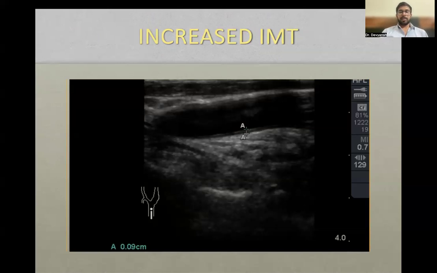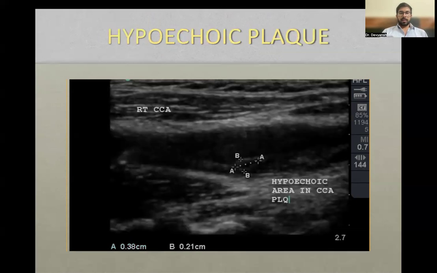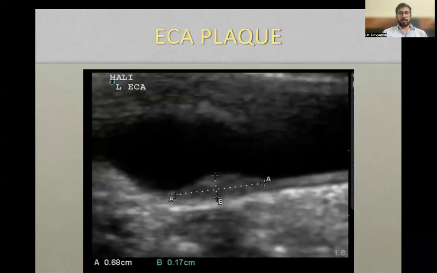This is a grayscale B mode ultrasound image showing increased intima-medial thickness, measuring approximately 0.09 centimeter in the common carotid artery. This is a grayscale B mode ultrasound image showing a hypoechoic plaque in the right common carotid artery, measuring approximately 0.38 into 0.21 centimeter. This is a grayscale B mode ultrasound image showing a left external carotid artery plaque, measuring approximately 0.68 into 0.17 centimeter.